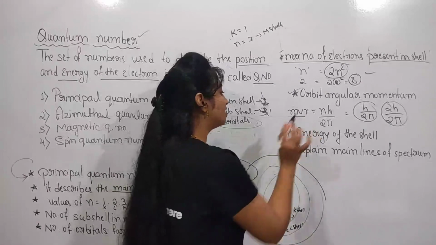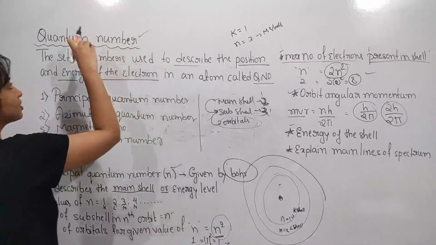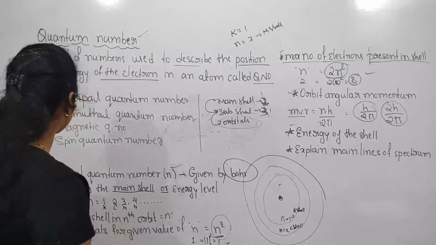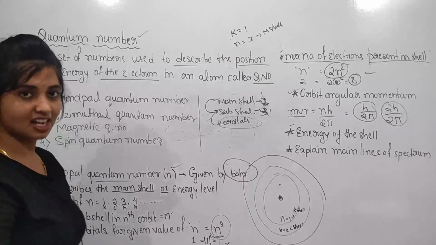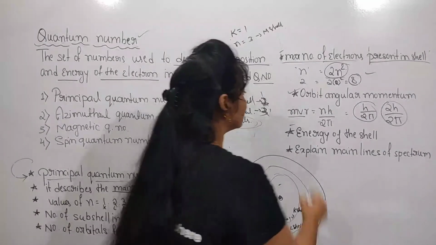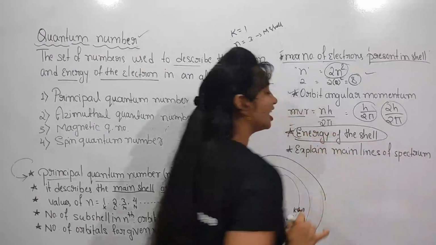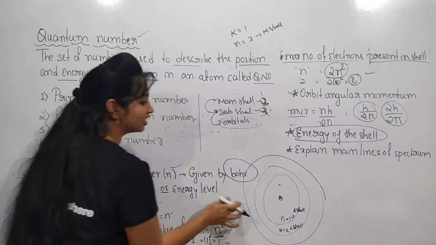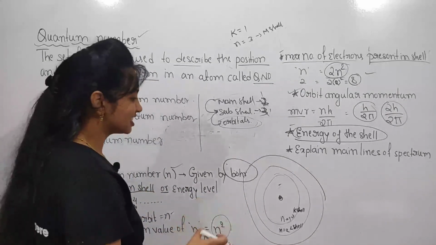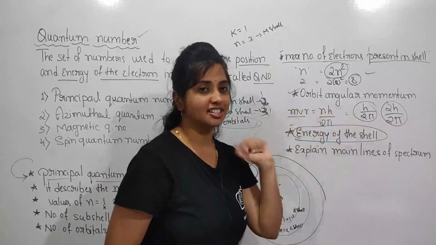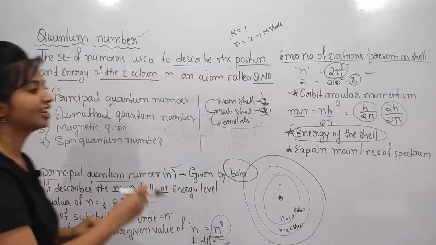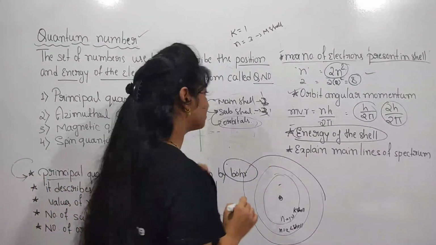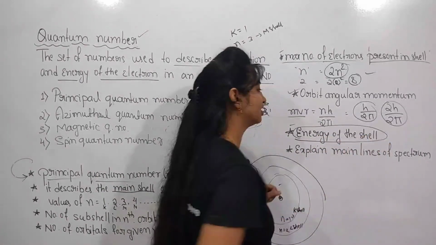And the next one, I already told you, with the help of these quantum numbers, we find the energy of the electron also. So this principal quantum number tells us about the energy of the electron. How does it tell the energy of an electron? As the number of the shell increases, obviously the energy of the electron increases. So this principal quantum number tells us the energy of the shell.